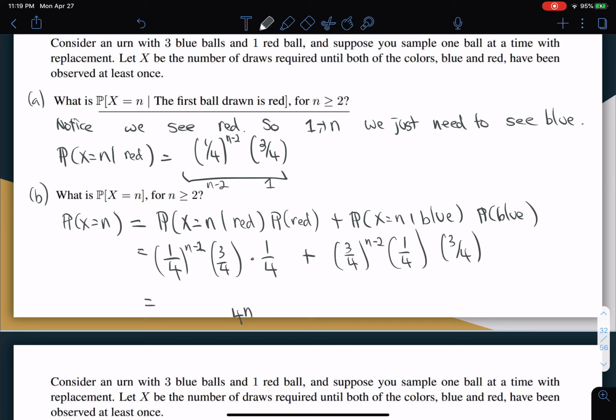Actually, let me do the simplification for you. The denominator stays the same for both these summations. This is going to be 4 to the n. This is also going to be 4 to the n. We have a 3 because 1 to the power n minus 2 is just 1. There's 3 to the n minus 2. And then we have a multiplied by 3. Okay, so 3 plus that, we have 3 times 1 plus 3 to the n minus 1 over 4 to the n. Perfect, and that's it.